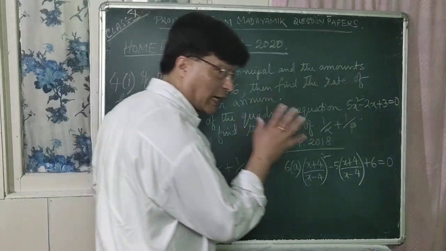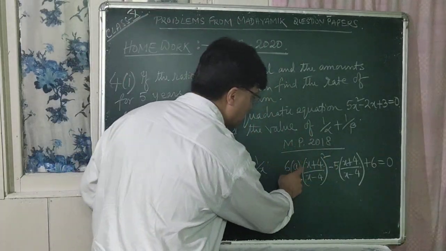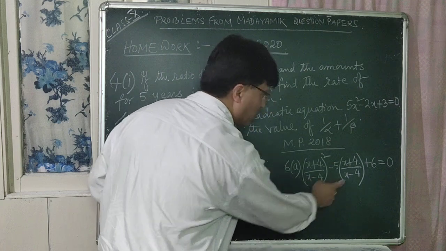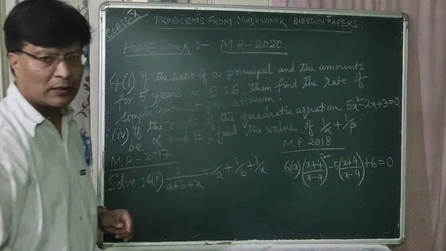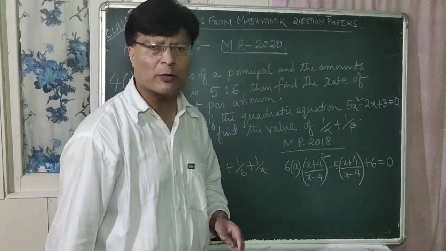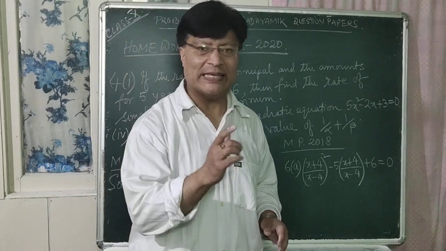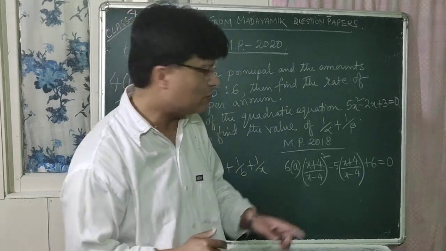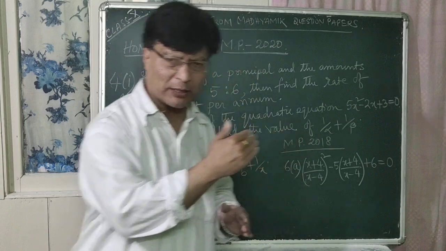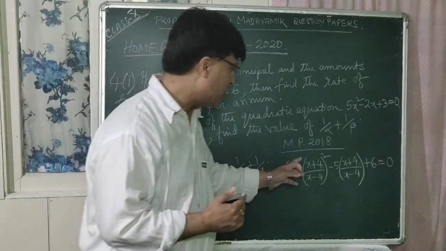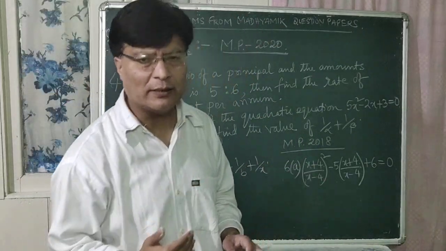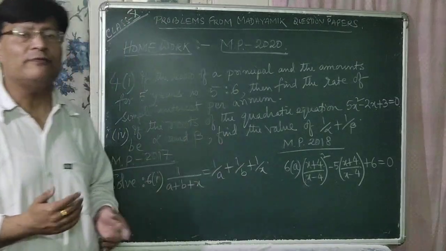So here I am giving you the hint. You x plus 4 upon x minus 4 is here, and here also. So you can assume x plus 4 upon x minus 4 as a. Suppose small a, and then afterwards you can put x plus 4 upon x minus 4 in place of small a, and you can solve it to get the values of x.